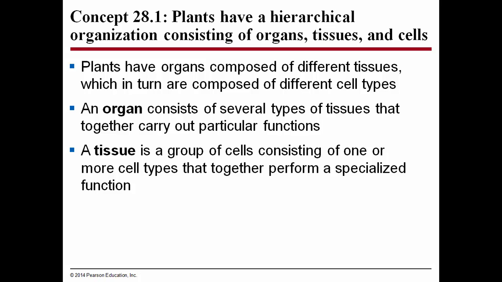Okay, plants have a hierarchical organization constituting of organs, tissues, and cells. Plants have organs composed of different tissues, which in turn are composed of different cell types. An organ consists of several types of tissues that together carry out a particular function. A tissue is a group of cells consisting of one or more cells that together perform a specialized function. So plants have this hierarchical structure of organs, tissues, and cells.